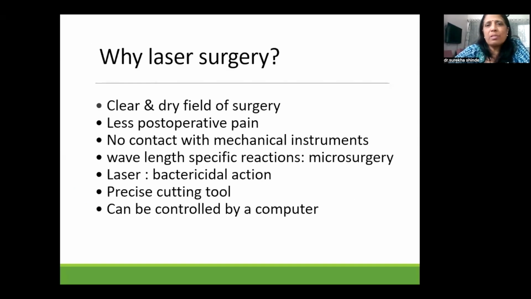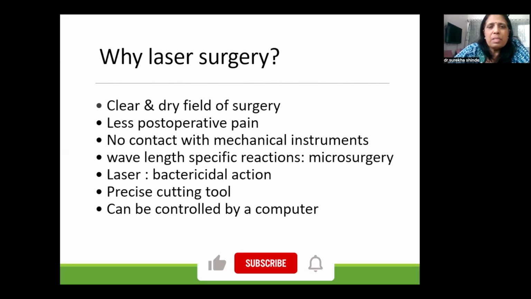So why go for laser surgery? Because it gives you a clear and dry field while operating. It causes less post-operative pain. There is no direct contact with mechanical instruments like cutlery and all. The wavelength is very specific, so microsurgery of different kinds of tissues is very possible. It's a high temperature phenomenon, so almost bactericidal. It is a precise cutting tool because it is a focused beam and it can be assisted by computer. So that is why laser is becoming more and more popular.